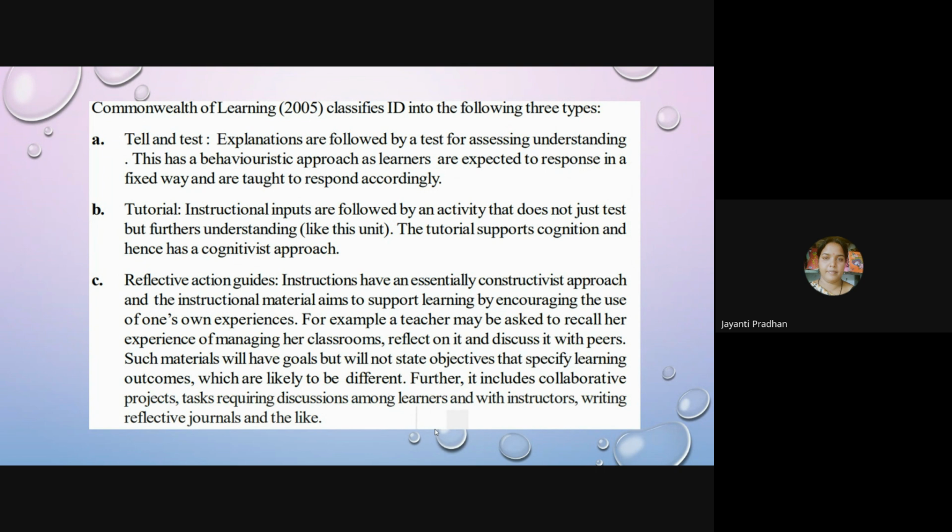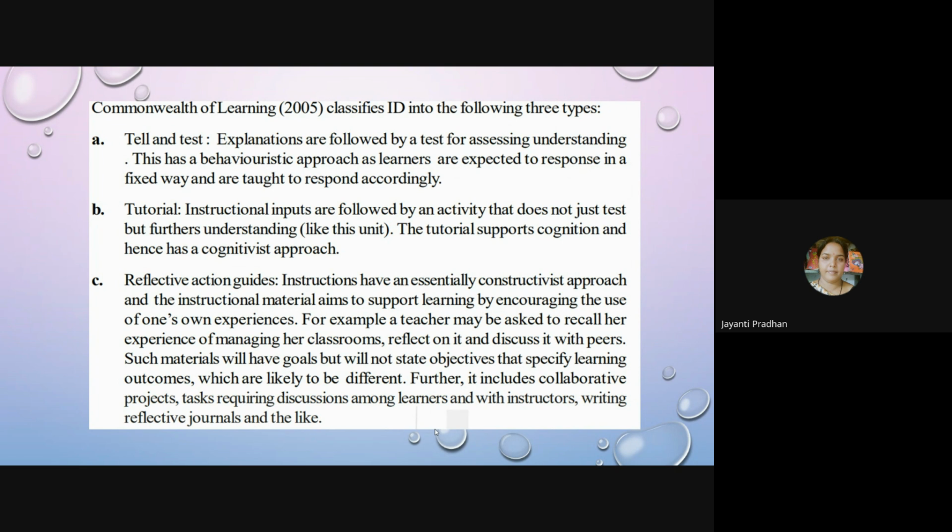Then tutorial. Here the instructional inputs are followed by an activity. Tutorial like some learning material is given, you will go through that, and then it has some thinking based question. In the tutorial mode, some questions will come in between, you will think, if you are not able to answer then a clue will come, the right answer will be given, and you will get the explanation for the wrong answer. So it is based on the thinking process mostly.